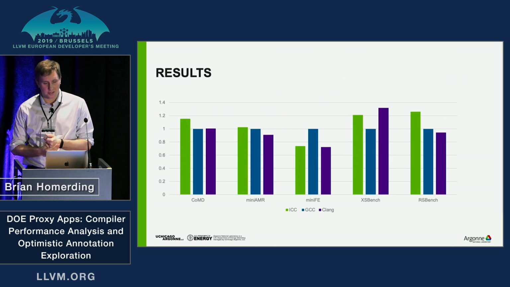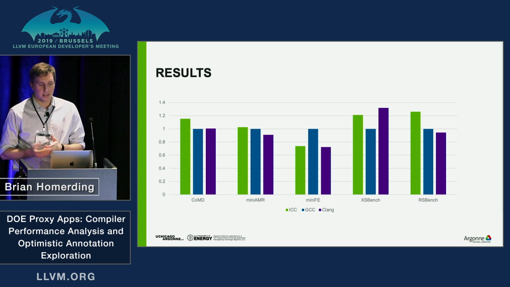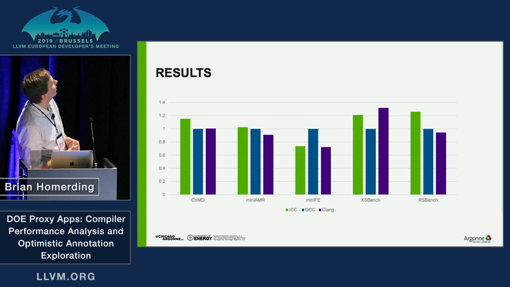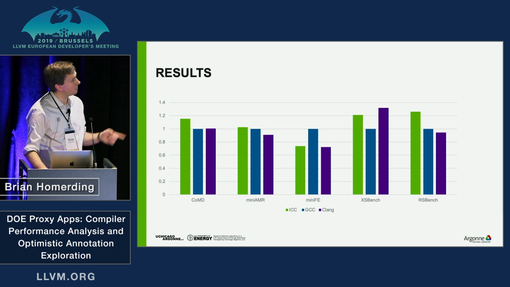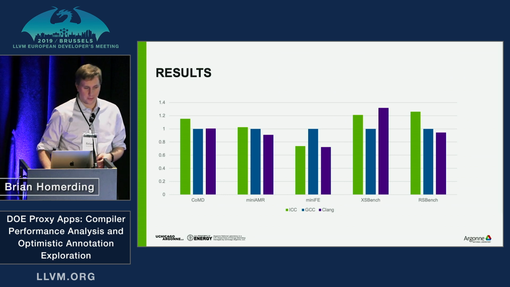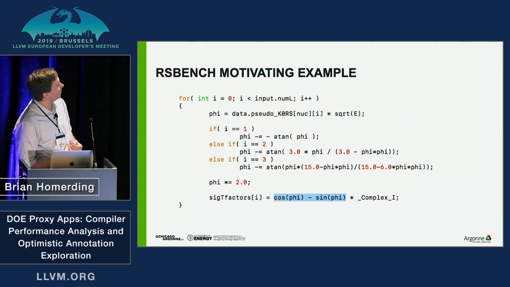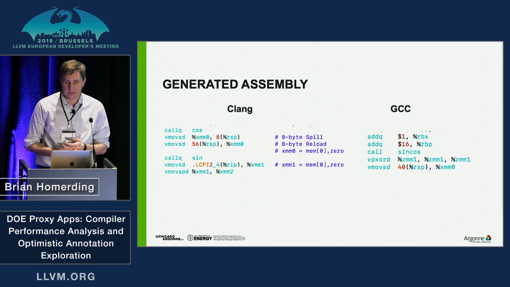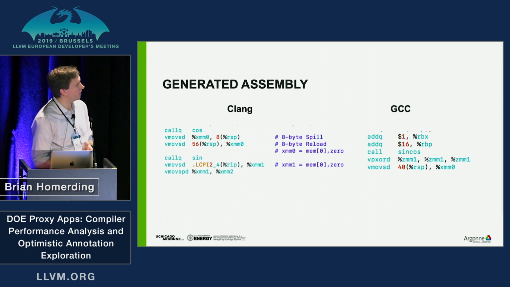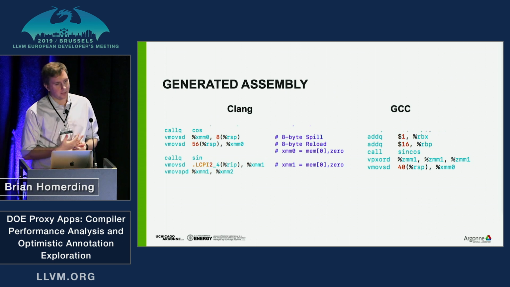Some basic results here. These are all normalized against GCC. Sometimes Clang is significantly better, sometimes we're worse. Essentially when we find that we're worse, we're going to look into it. One example is RSBench, on the end, where we're performing slightly worse than GCC and quite a bit worse than ICC. As you can see here, this inner loop contains a call to cos and sin with the same argument. When you build, this is two calls for us. GCC combines these into sincos. This is built without fast math because we need the accuracy.